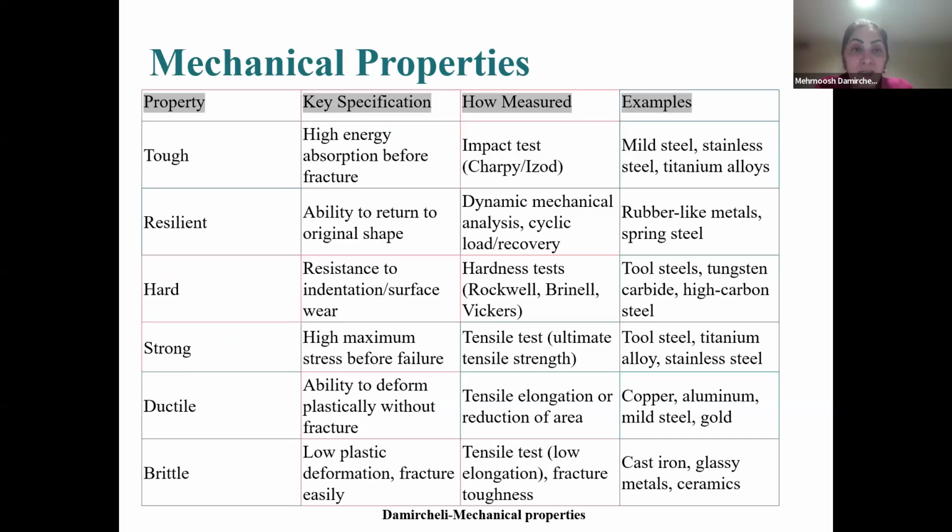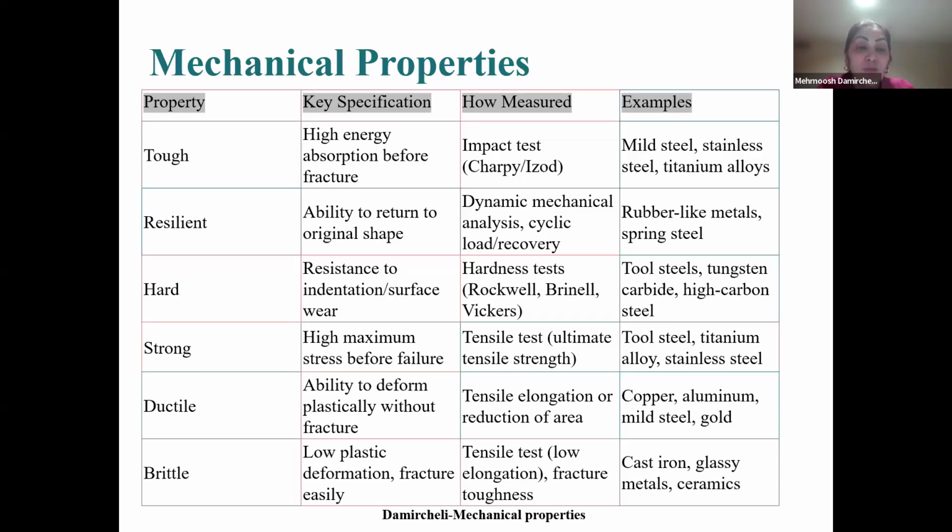Mechanical properties are classified in this table, such as toughness, that is the energy that a sample absorbs before fracture. We will talk about that in another slide. The test used for measuring toughness is the impact test, Charpy test, or Izod test. But some important information from the tensile test gives a good scale for measuring toughness too.